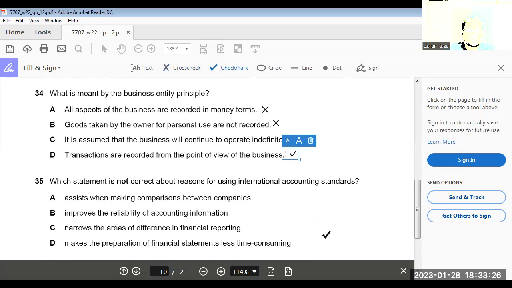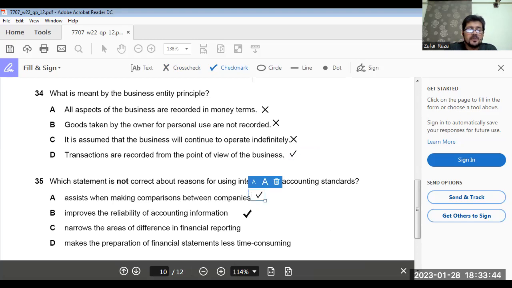Which statement is not correct about reasons for using international accounting standards? Not correct. Do international accounting standards assist when making comparison between companies? Yes. Improves the reliability of accounting information? Yes. Narrows the areas of differences in financial reporting? Yes.